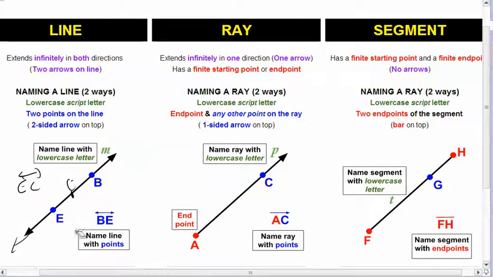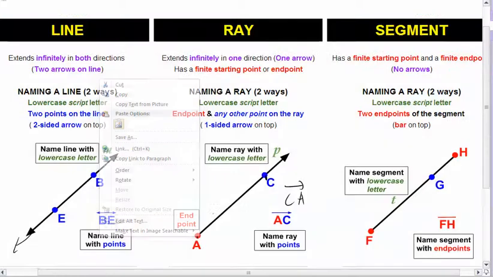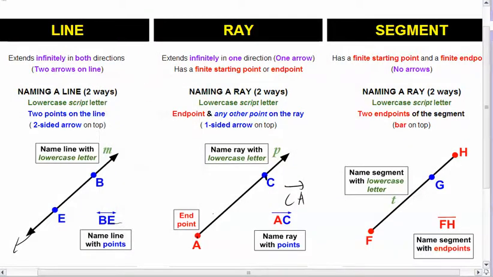Because if you look at lines here, I could call this line BE. I could have called it EB. It makes no difference. Here, I have to call it ray AC if I'm talking about this being the endpoint and going on forever. In other words, I can't call it ray CA. That is incorrect because while it may start here, it doesn't end, it goes on forever. So in this case, you couldn't call it that.